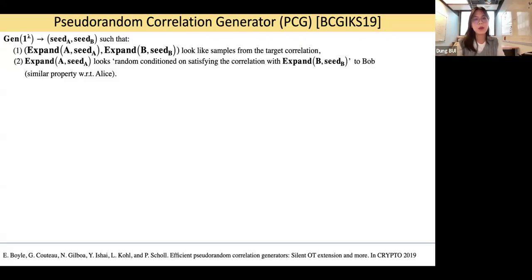Formally, for security, of course, you want privacy. So each party, after the Expand algorithm, learns nothing about the correlation that the other party holds. The only thing each party knows is that the other party holds a random string satisfying the target correlation.